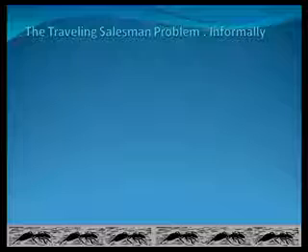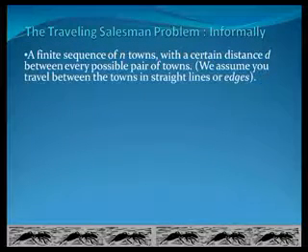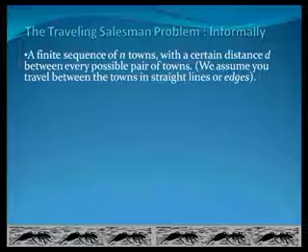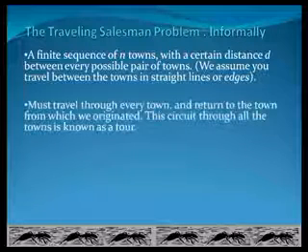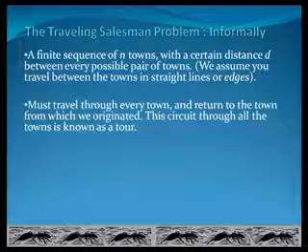Now have a look at the informal way of describing the traveling salesman problem. A finite sequence of n towns with a certain distance d between every possible pair of towns. We assume you travel between the towns in straight lines or edges. You must travel through every town and return to the town from which we originated. This circuit through all the towns is known as a tour.